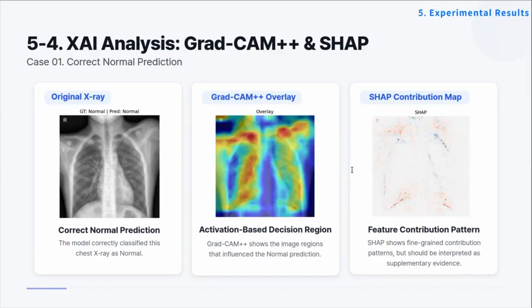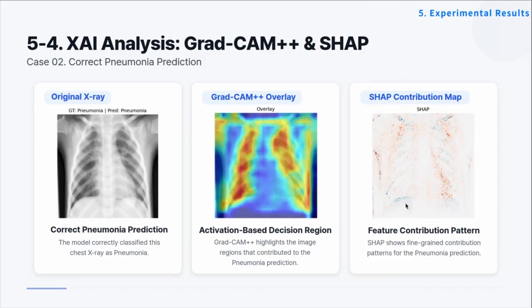This is a correctly classified normal sample. The Grad-CAM++ heat map mainly focused on lung regions. In the SHAP result, blue regions contributed to the normal prediction. This suggests that the model correctly focused on meaningful normal lung features.